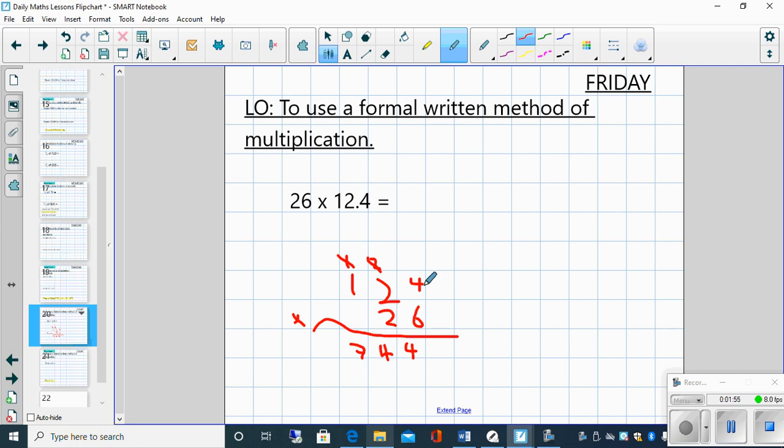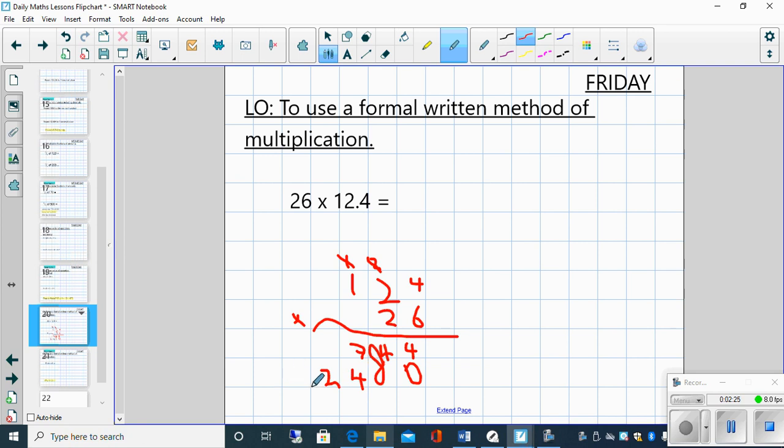So now we've multiplied each of those digits by the ones column. We now need to multiply it by the tens column. But before we do that, we need to make sure we got our place value holder in, because we're now multiplying each of those digits by 10. So let's have a look now. We put the place value holder in. 2 times 4 is 8. 2 times 2 is 4. 2 times 1 is 2.